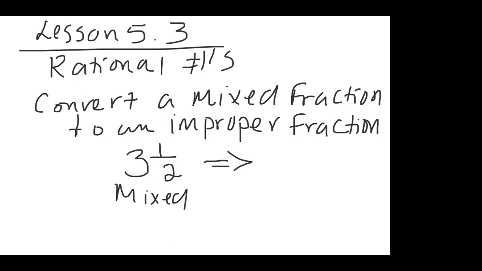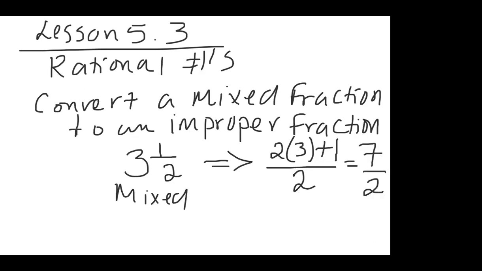Okay, so to change this one to an improper fraction, I'm going to take the denominator, which is 2, multiplied by the whole number, which is 3. Add the numerator, that's 1. All of this is going to go over 2. So now you do the 2 times 3 plus 1, that's going to give you 7, and then keep the denominator, guys. So 3 1/2 as an improper fraction becomes 7/2. So questions about this, guys?